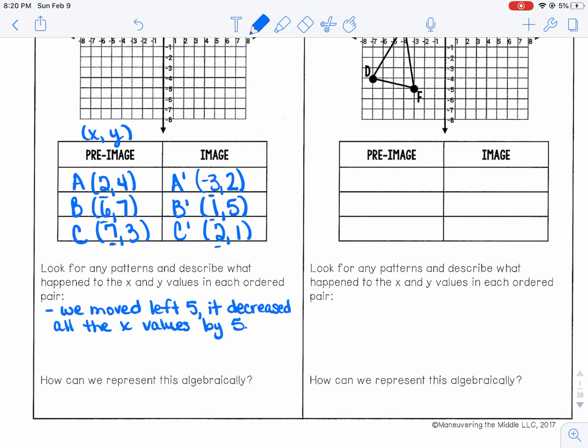Okay, look at the Y values and see if we can see anything going on there. Let me get a little bit of color there. So if I look at 4 down to 2, 7 down to 5, 3 down to 1. Okay, so what we see happening there is our translation, we moved down 2, so it decreased all the Y values.